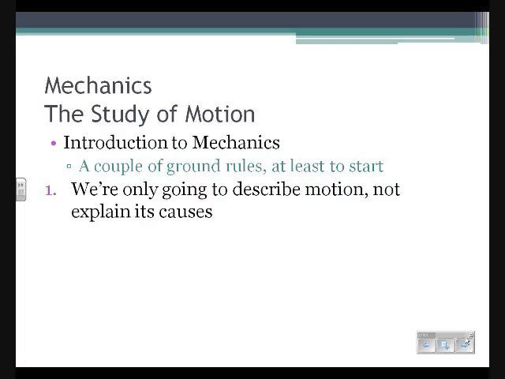At first, we're only going to describe the motion of an object, and we're not going to explain what its cause of motion is. That comes in a later chapter, 2 chapters from now. Right now, an object is moving. It may be speeding up, it may be slowing down, it may be going at the same rate, but it's already moving. We're not going to talk about why it started moving, or why it's currently moving, or why it's speeding up, or why it's slowing down, only that it is moving.